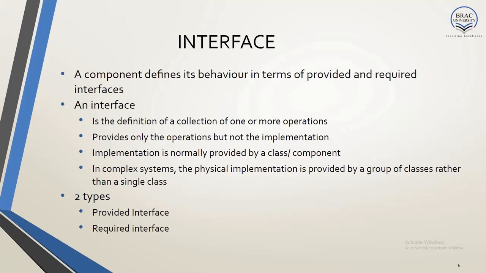An interface defines the behavior of a component. It defines what functionalities a component can provide or what functionalities it may require from other components. So it's basically a set or collection of operations that it can provide to its environment or it may require, and the implementation is normally provided by another class or component or the component itself, because in the interface there is actually no implementation going on within the interface itself, but the implementation actually happens within the component or other components.